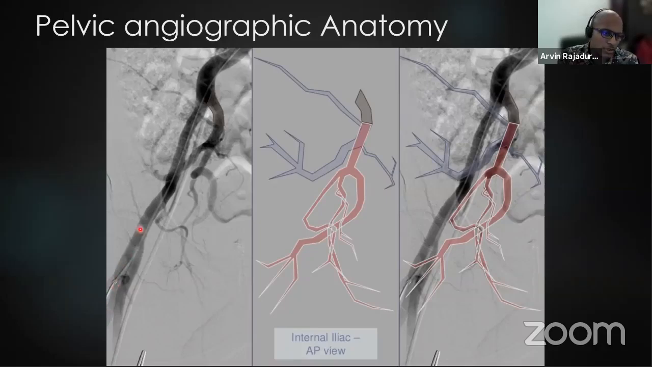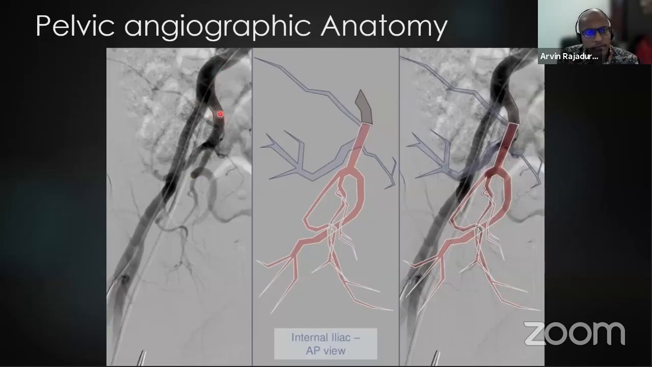So we put in a short sheet, as you can see, a sheet inserted over here, and we do an angiogram, and we have to understand the anatomy first before we are able to proceed with any form of embolization. So if you look at the anatomy, yes, you've got the external iliac and you have the internal iliac. All right. So there's the external iliac and the internal iliac over here. All right. And that's the common iliac up there.